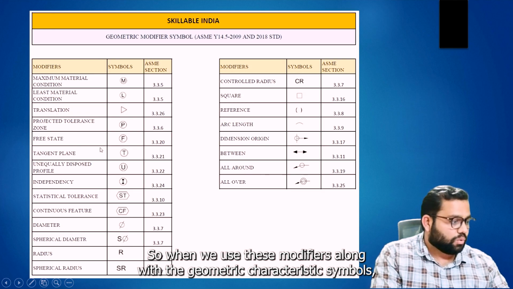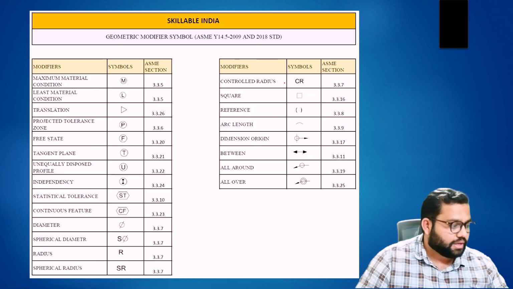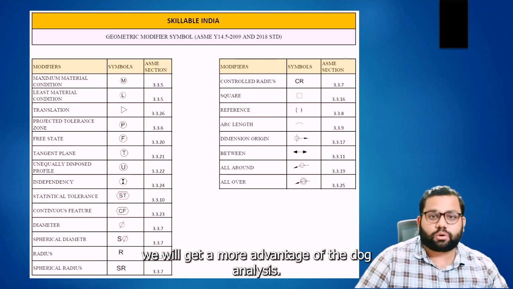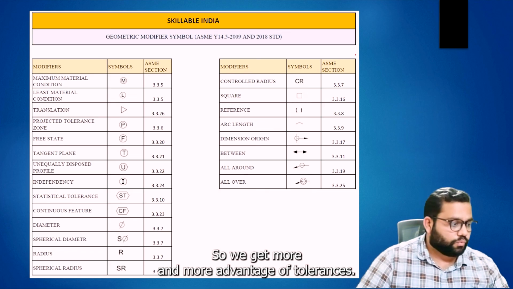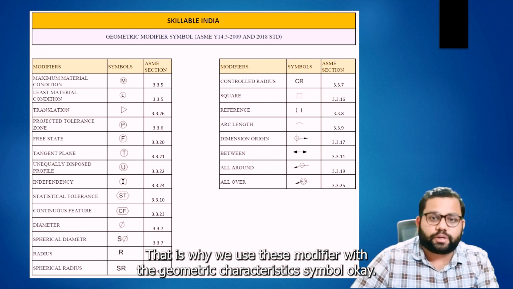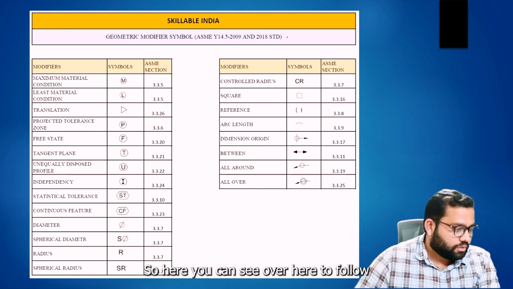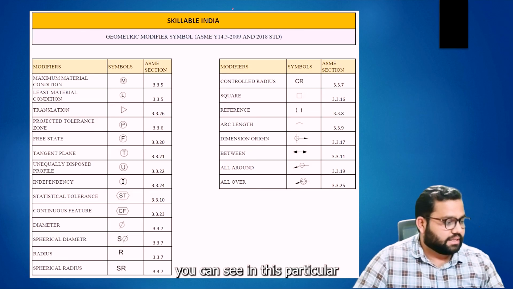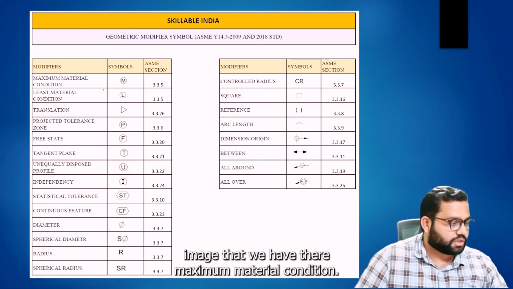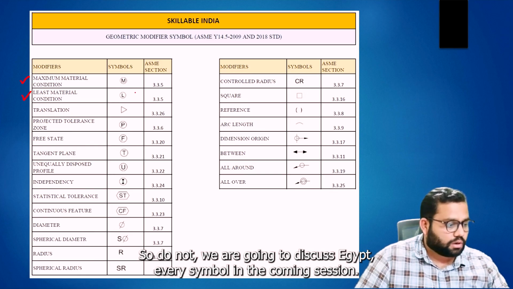Okay. So when we use these modifiers along with the geometric characteristic symbols, we get more advantage of the tolerances. That's why we use these modifiers with the geometric characteristic symbols. Here in this image you can see the maximum material condition, the least material condition, and their symbols. We are going to discuss each and every symbol in the coming sessions.